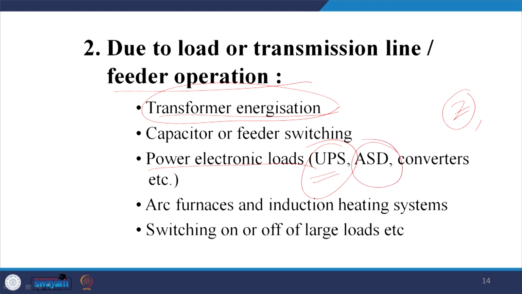Thereafter we can have ASD, that is called adjustable speed drive, and different types of AC to DC converters, etc. Thereafter we can have an arc furnace and induction heating system. So, that also causes a problem in the waveform. Switching off and switching on a large load may create disturbance to the power system network. So, this is due to the transmission line or the feeder operation.